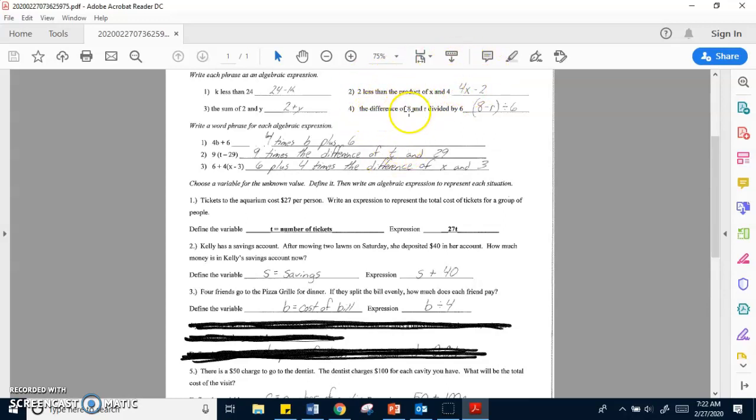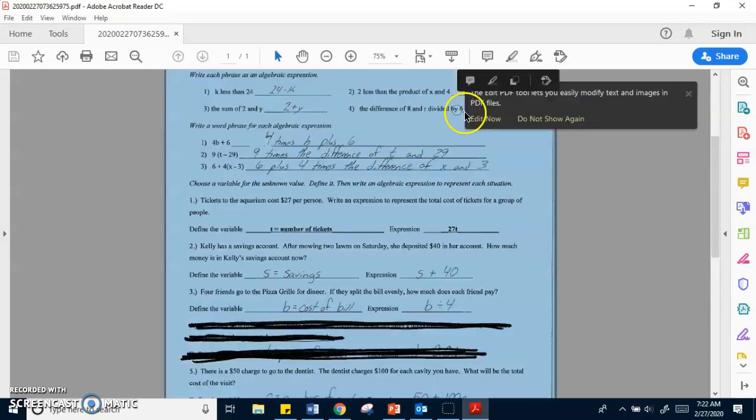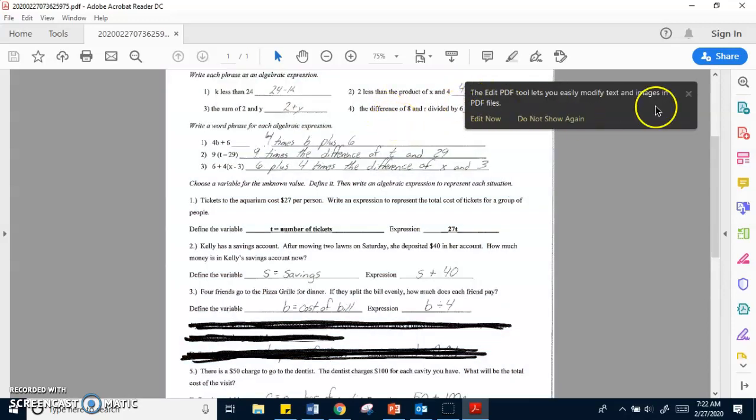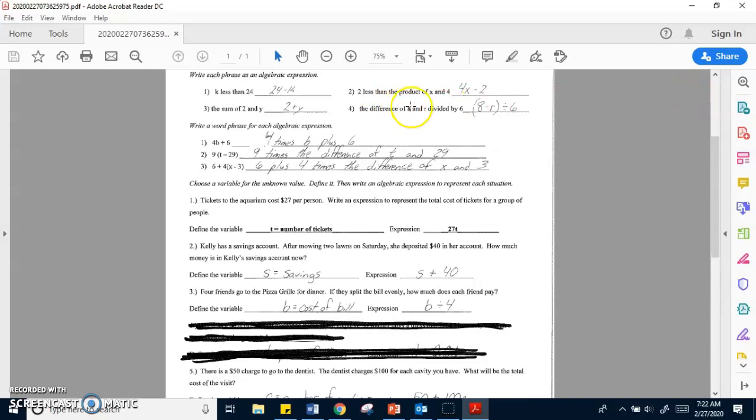This is another one, the difference of 8 and r divided by 6. That means we have to have the difference first, and then we're going to divide that whole thing by 6. So again, that's parentheses. The difference of 8 and r, difference meaning the answer to a subtraction problem, then divided by 6.